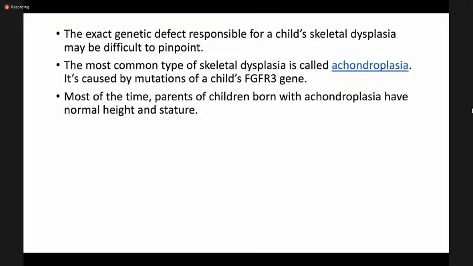Now, the most common type of skeletal dysplasia is what we call achondroplasia. And it is known that it's caused by mutations of a child's FGFR3 gene. Now, we're going to mention several figures as we move on. I hope they won't disturb you. Of children born with achondroplasia have normal height and stature, as we stated earlier on.